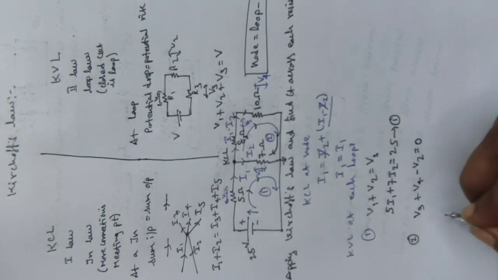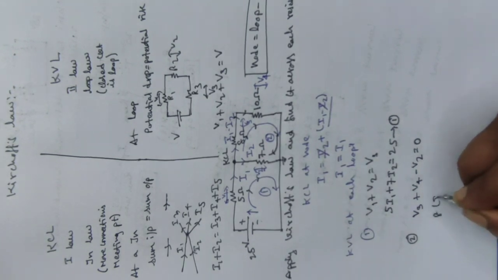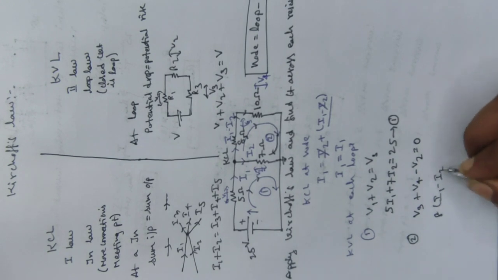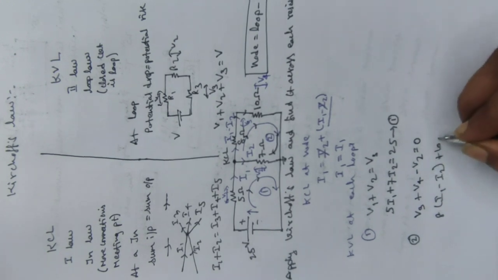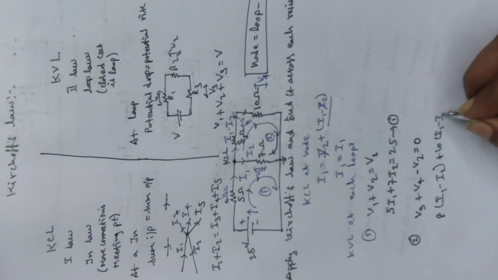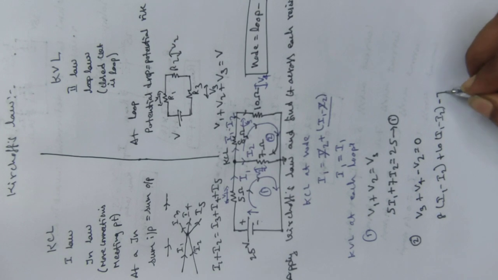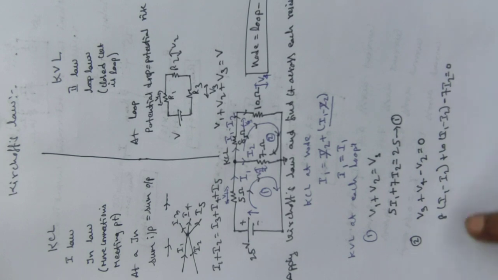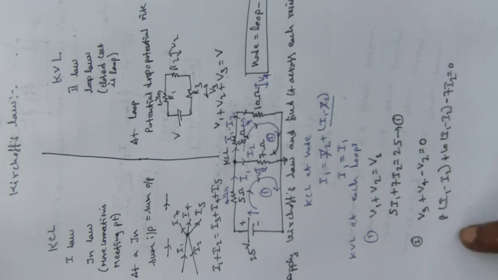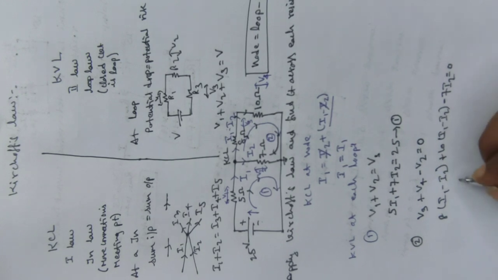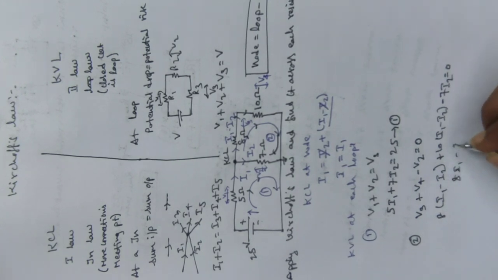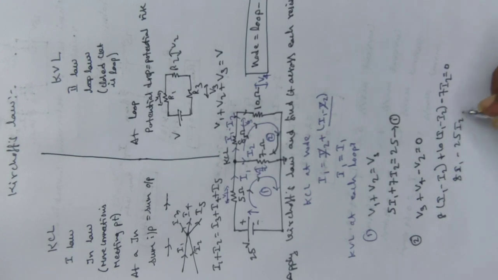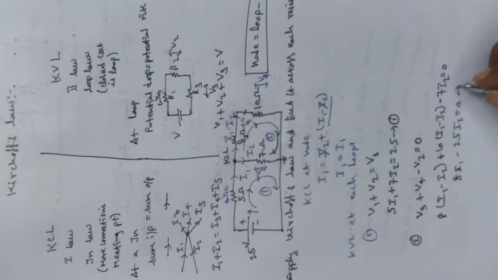So V3 can be replaced with 8 (I1 minus I2) plus 10 (I1 minus I2) minus 7 I2, which is equal to 0. If you simplify it, obviously these two are in series, so we can add them: 18 I1 minus 18 I2, and already here we have minus 7, so 18 plus 7 is 25. So 18 I1 minus 25 I2 which is equal to 0 is my second equation.